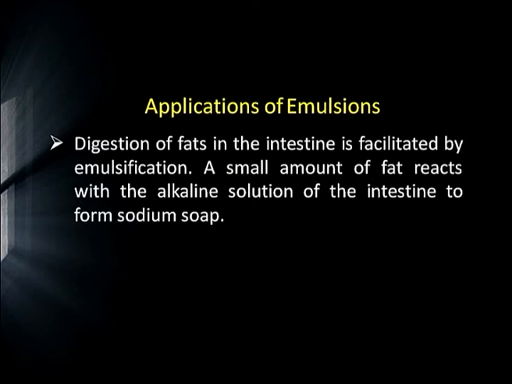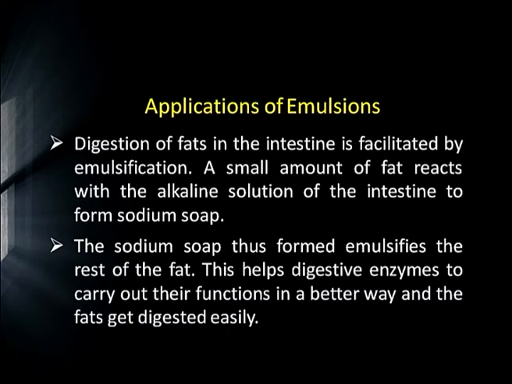Digestion of fats in the intestine is facilitated by emulsification. How? The fat that is present reacts with the alkaline solution of the intestine to form sodium soap. This soap that is formed emulsifies the rest of the fat. Once it is emulsified, the digestive enzymes can easily carry out their function in a better way and get the fat digested faster and easier.